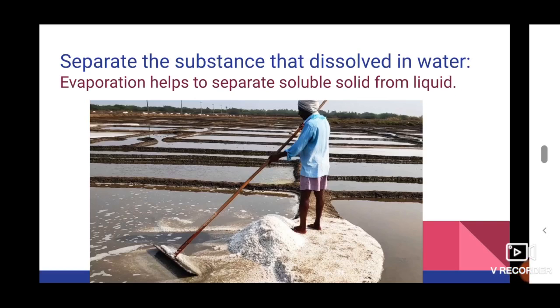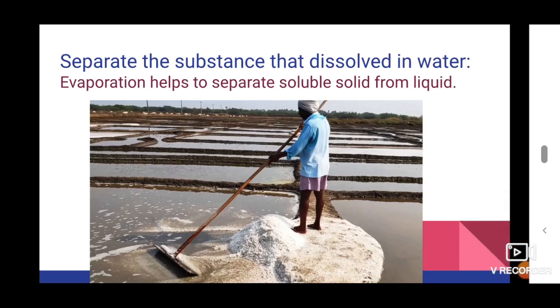During the separation process, seawater is allowed to stand in a shallow pit. The water gets heated by the sun's heat, and this water is slowly converted into water vapor. This is known as evaporation. A few days after complete evaporation of water, some solid is settled at the bottom. That is nothing but common salt.